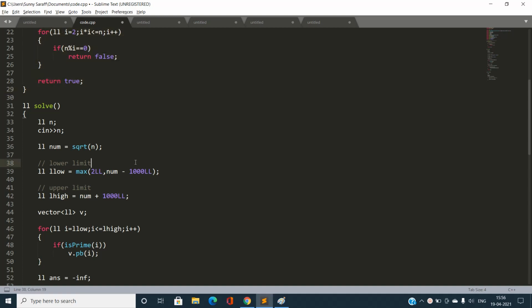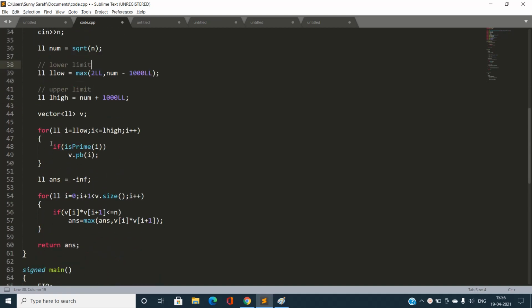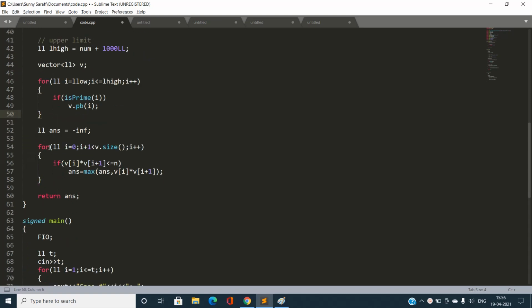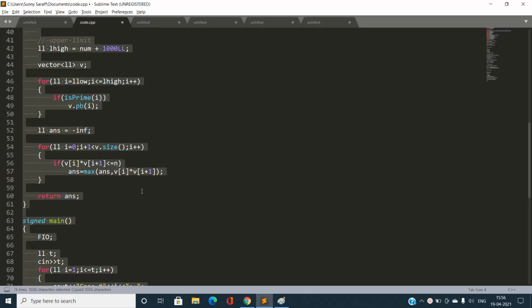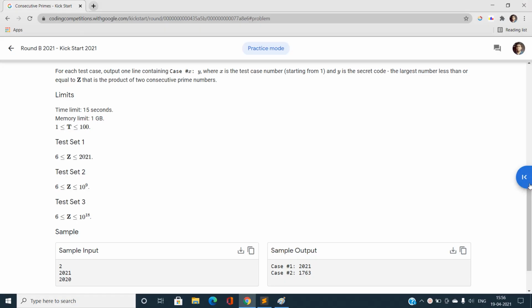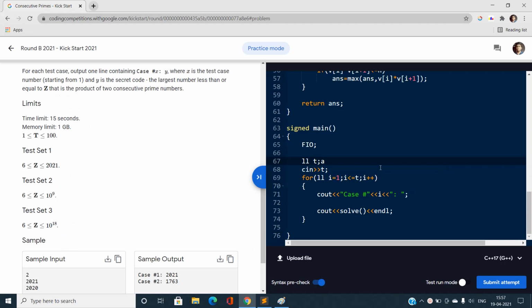Okay, so I found the prime numbers and found the consecutive products, which should be less than or equal to this n value, which is actually Z. I have taken the maximum value and returned the answer. Okay, so let's copy this code and check whether this is going to be an efficient solution of this problem or not. Let's paste it and submit this code.